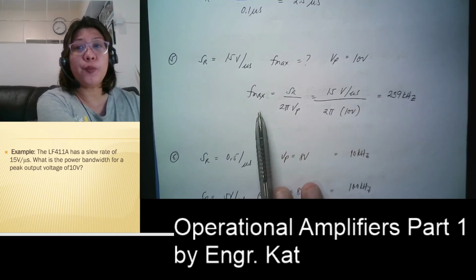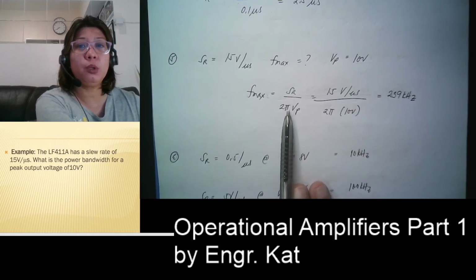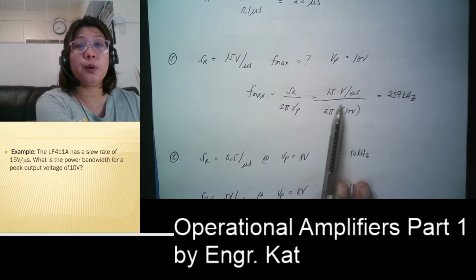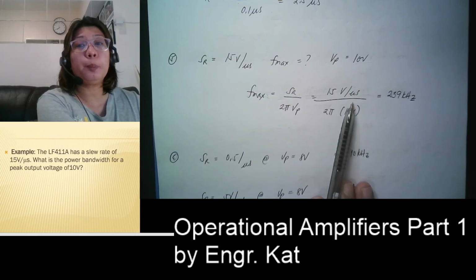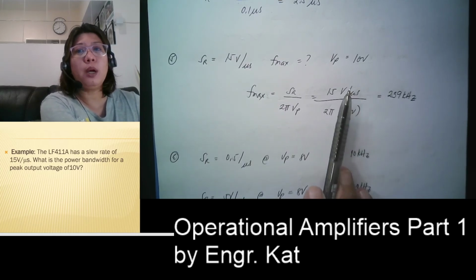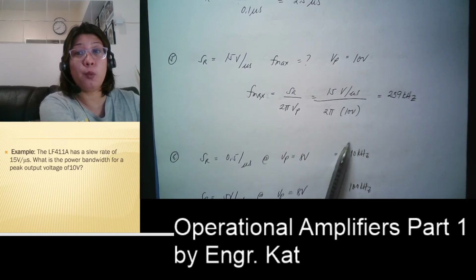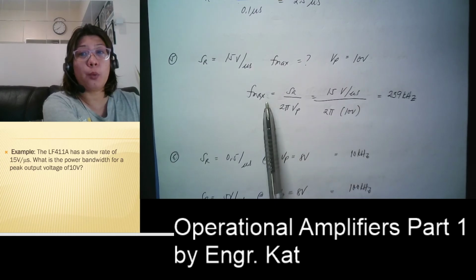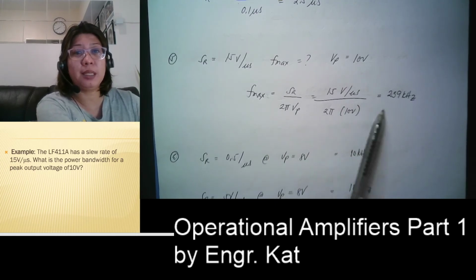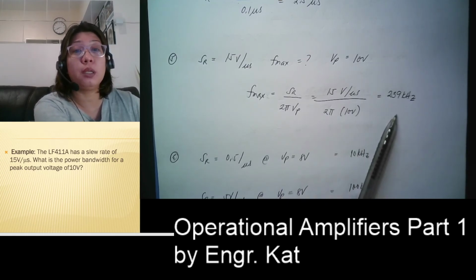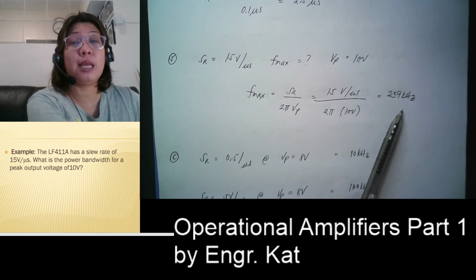Your F max is given by the formula slew rate divided by 2 pi Vp. So this is 15 volts per microsecond divided by 2 pi times 10. Your denominator is per microsecond, and 1 over time or 1 over period is equivalent to frequency. That's why our unit for F maximum is kilohertz. By solving this, we have a value of 239 kilohertz.